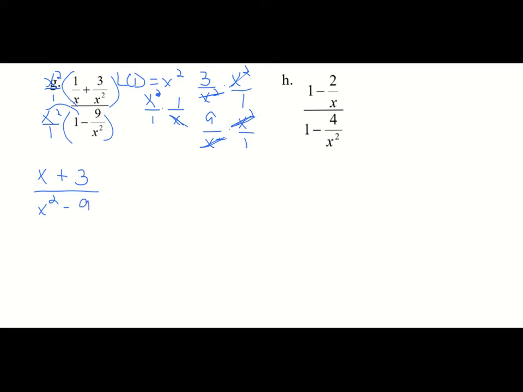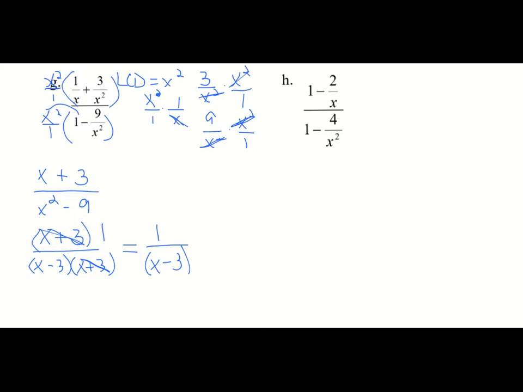So now when I look at this problem, I do notice that I can factor that bottom. It's the difference of perfect squares. So when I factor it, I'm going to keep my x plus 3 on top, but the bottom becomes x minus 3 times x plus 3. And now I have an expression I can cancel. I can cancel out my x plus 3's. They equal a 1. And so remember, because it equals a 1, we can't get rid of our numerator completely. We're going to have 1 over x minus 3 for my final answer there.